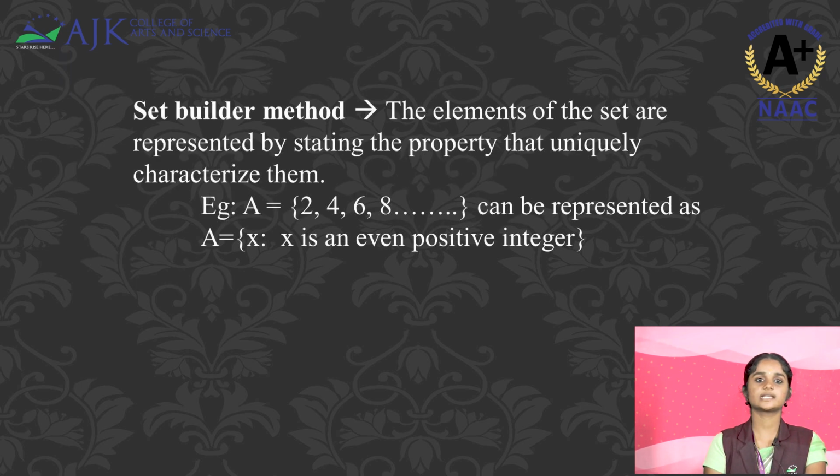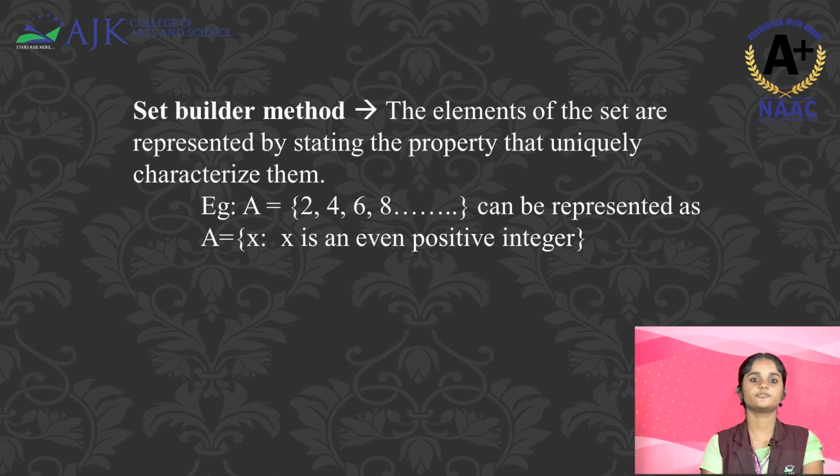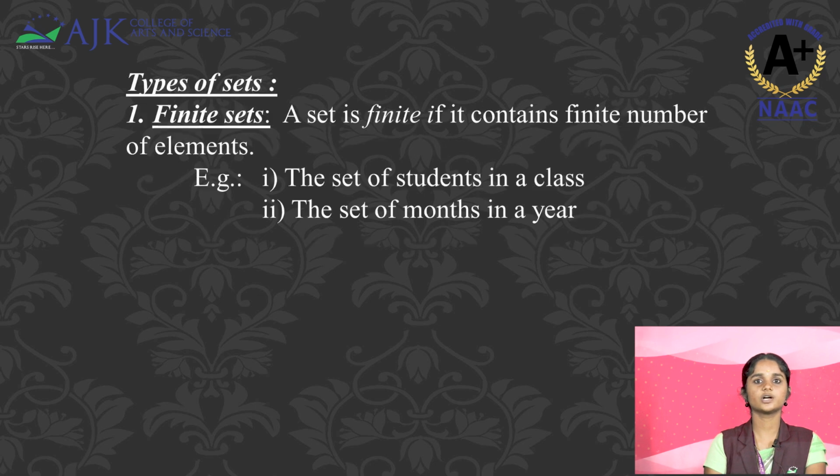The next method is the set builder method. The elements of a set are represented by stating the property that uniquely characterizes them. For example, we consider a set A equal to {2, 4, 6, 8, etc.}. It can be represented as set A equal to the set of all x such that x is an even positive number. Next, we are going to look at types of sets.